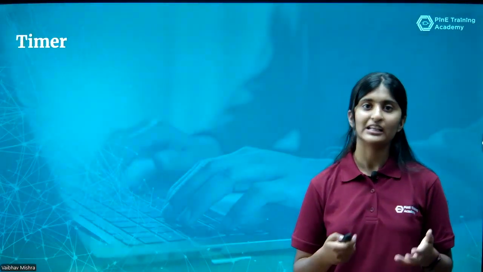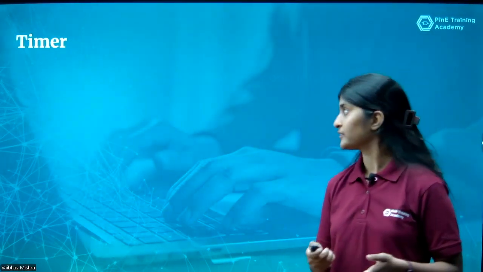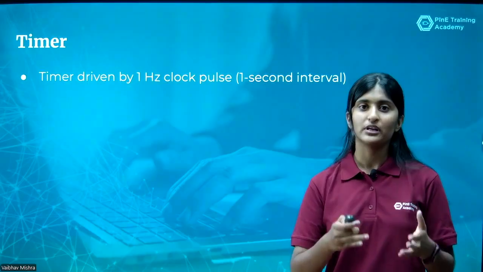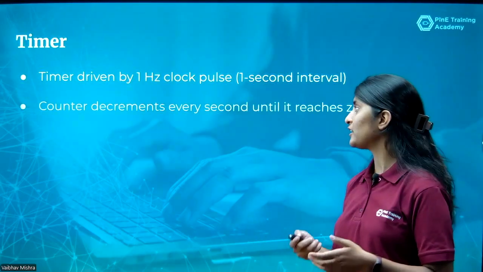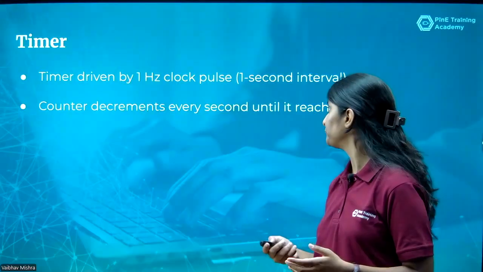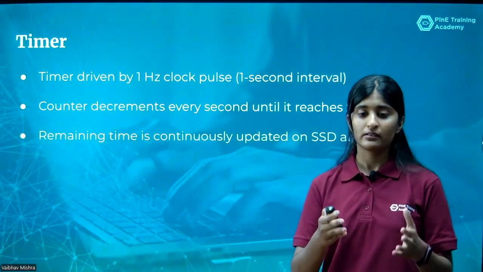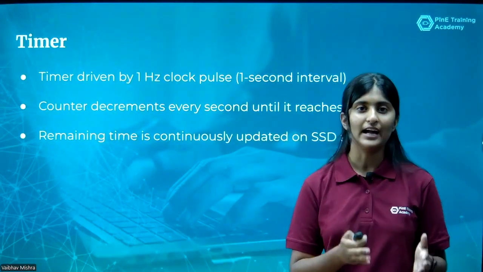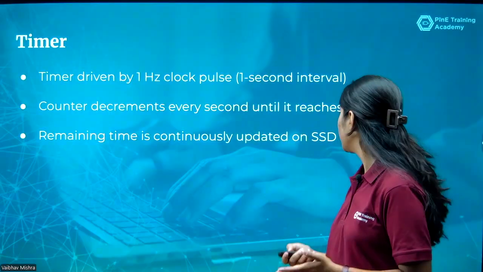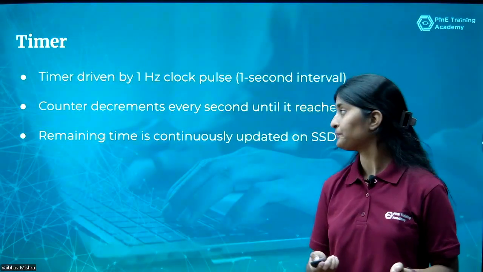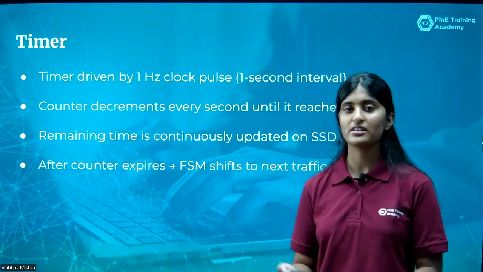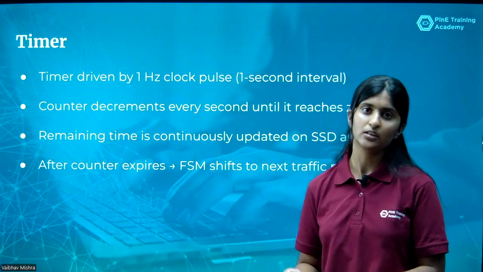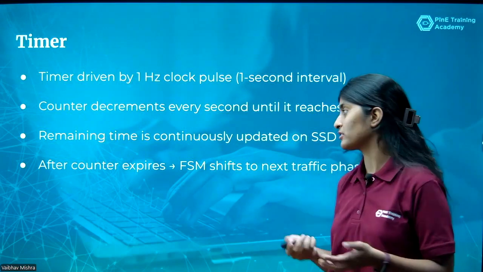Now the timer, the live countdown of the signal. This timer is driven by a 1 hertz clock. That means it will decrement every 1 second. The live countdown of the timer is displayed on 7-segment displays. Once the counter expires, the FSM will change its state. So the FSM is dependent on the counter also.